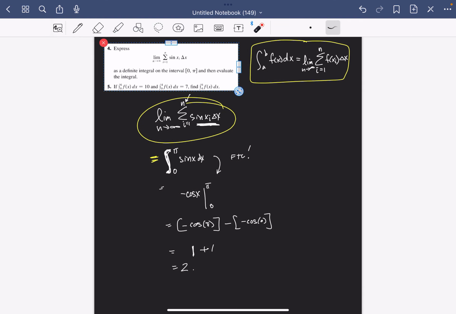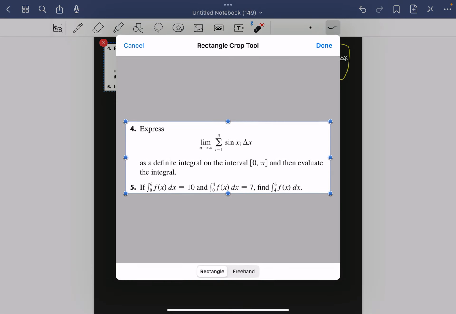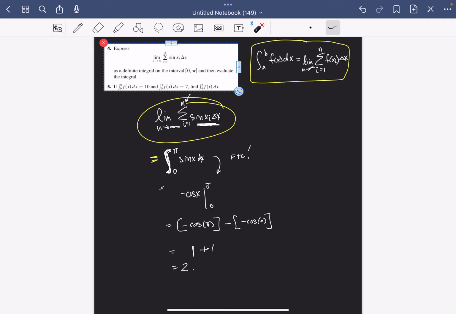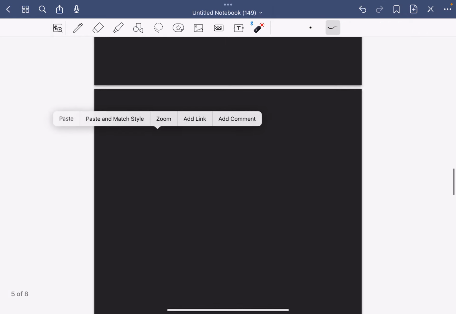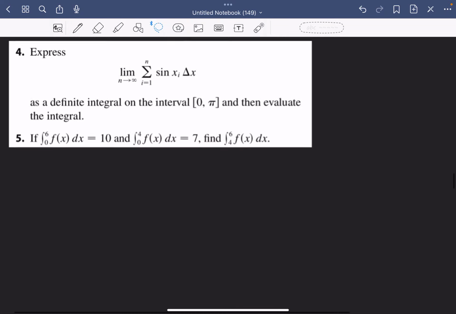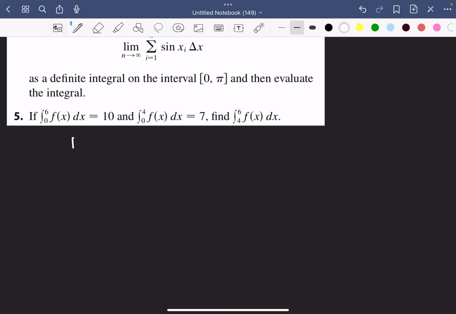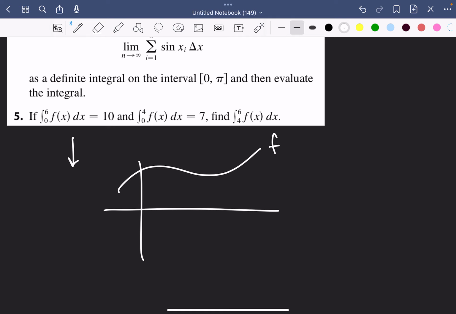Now if I take this and I copy it, then I can make another page. So here if I hit paste, I've got number 5. It says if the area from 0 to 6 is 10. So I have some function f, I don't know what it looks like. Take the area from 0 to 6, in that area, oh, here's the way I can show you that. Let's say I do it like this. So take the area from 0 to 6, and that area is 10.